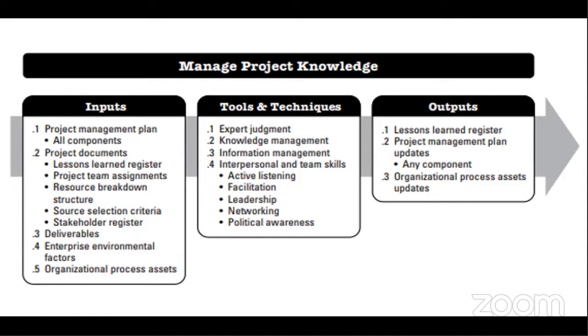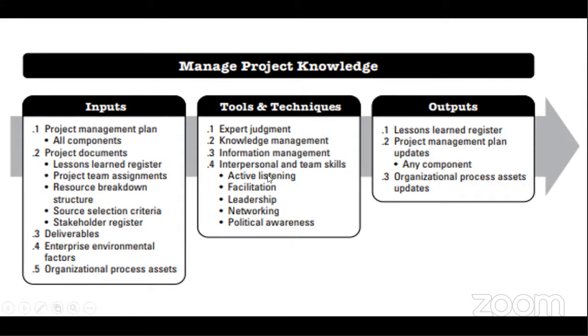Then you have the project documents, where you have the lessons learned register, project team assignments, resource breakdown structure, source selection criteria, and stakeholder register. Then you have deliverables. The deliverables we are going to be using here as an input are the deliverables we got from the previous activity, which was direct and manage project work. You remember, right? One of the outputs of directing and managing project execution is deliverables, and those deliverables will be used in managing project knowledge, right? Then you have the EEF and the OPA.